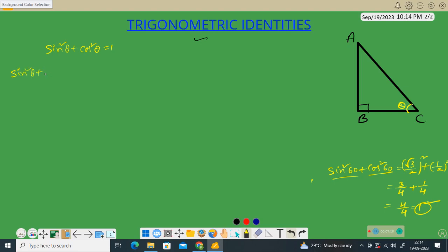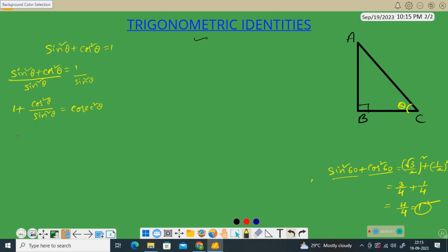Sin squared theta plus cos squared theta is equal to 1, divided with sin squared theta, here also sin squared theta. So first time I divide with sin squared theta, and the second time I divide with cos squared theta. So separate the denominator for both numerator values. So sin squared theta by sin squared theta means how much? 1, plus cos squared theta by sin squared theta is equal to 1 by sin squared theta, which is nothing but cosecant squared theta. Sin theta reciprocal is cosecant.